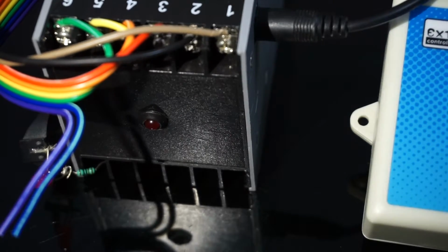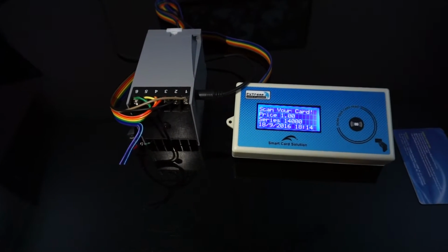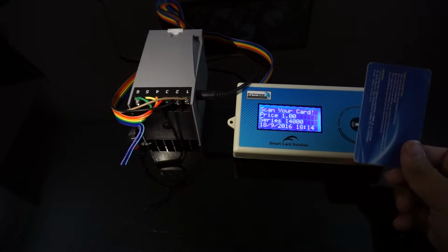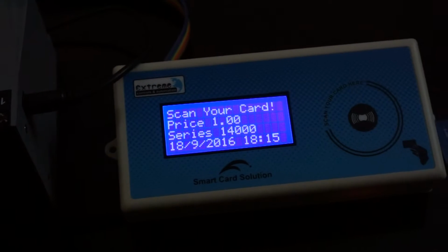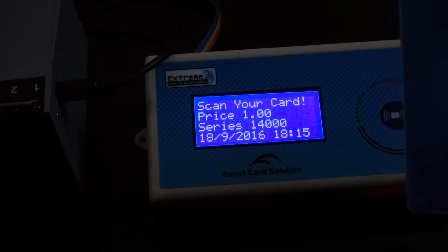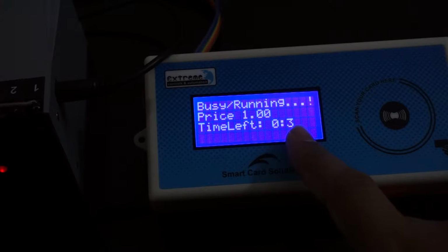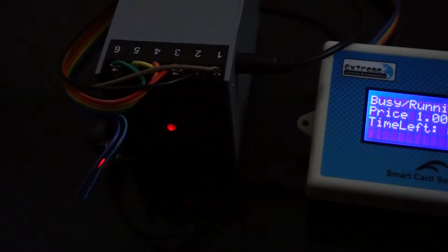Suppose we want to run the machine for 3 minutes, so it is already programmed for 3 minutes. So now I will scan the card. Here I scan the card, money debited, and timer start. You can see the 3 minutes is counting down and the system is in running mode. Now simultaneously I show you, here the relay becomes on.